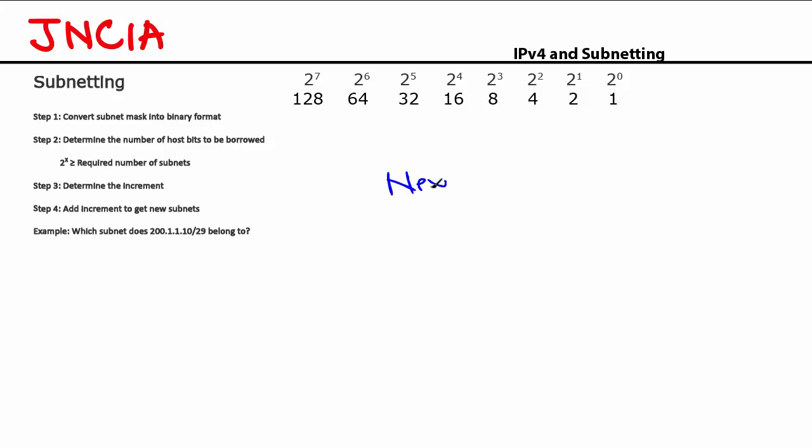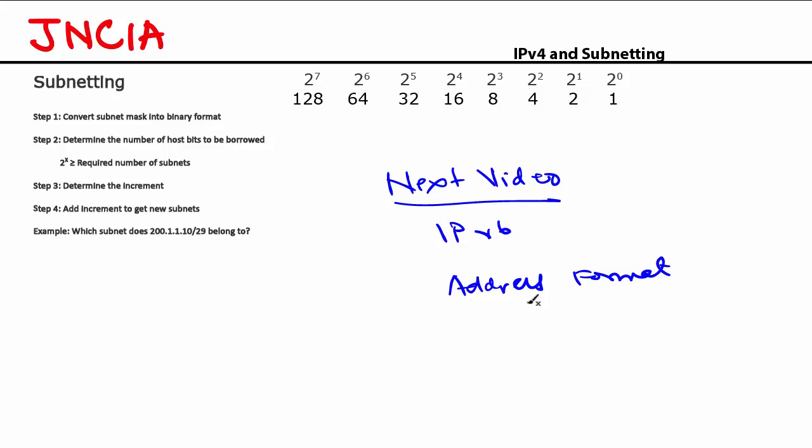In the next video, we are going to look at IP version 6. We'll take a look at the IP version 6 address format. We'll take a look at the rules for writing IPv6 IP addresses. We'll take a look at the different addresses and address types. And finally, we'll also take a look at IPv6 subnetting. That's the plan for the next video.